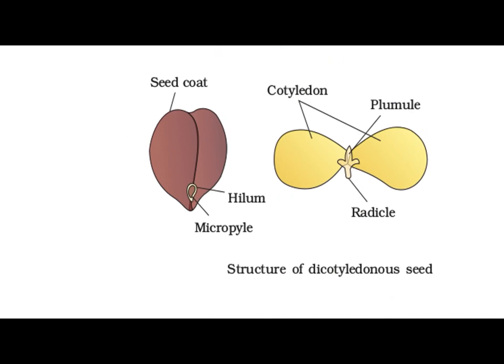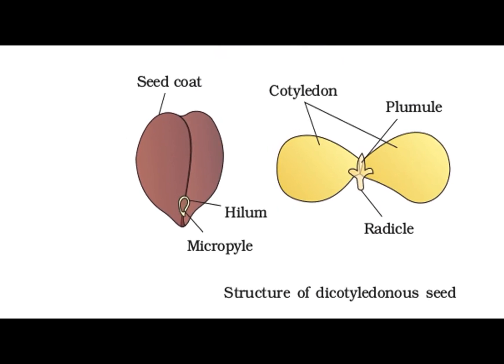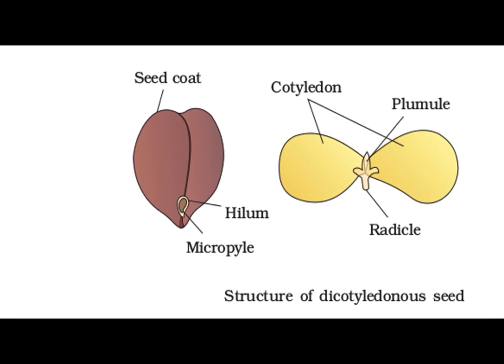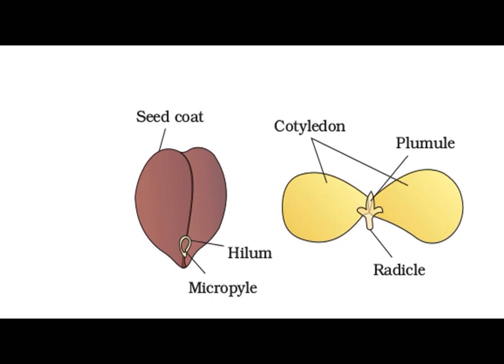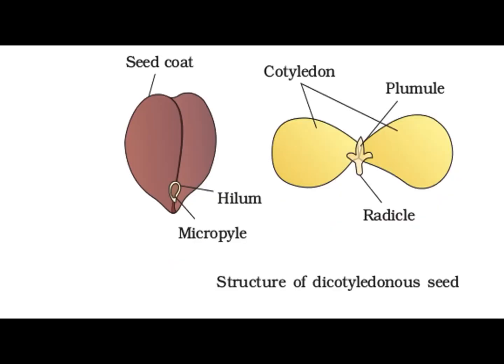There are three parts of seeds. Seed coat, that is outer covering of seed. It protects the seed. Then hilum. It is a point or scar where developing seeds remain attached to the fruit. Then you can see micropyle. It is a small hole present just below the hilum. Water enters through this hole inside the seed.